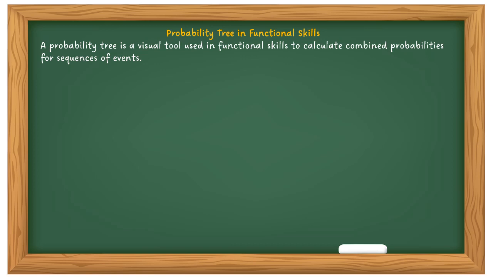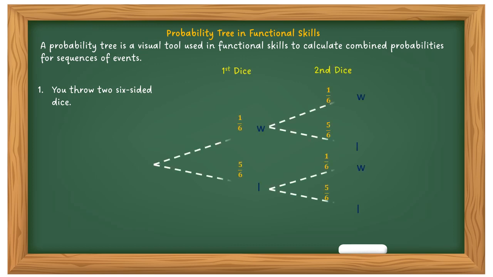Let's look at probability trees. A probability tree is a visual tool used in functional skills to calculate combined probabilities of a sequence of events. Now you throw two six-sided dice. So you take a dice and you throw it up. You can see there's a table of scenarios. To throw any number, you've got a 1 in 6 chance of landing the number of your choice, which means that you have a 5 in 6 chance of not landing the number of your choice. And it's the same for the second throw as well.